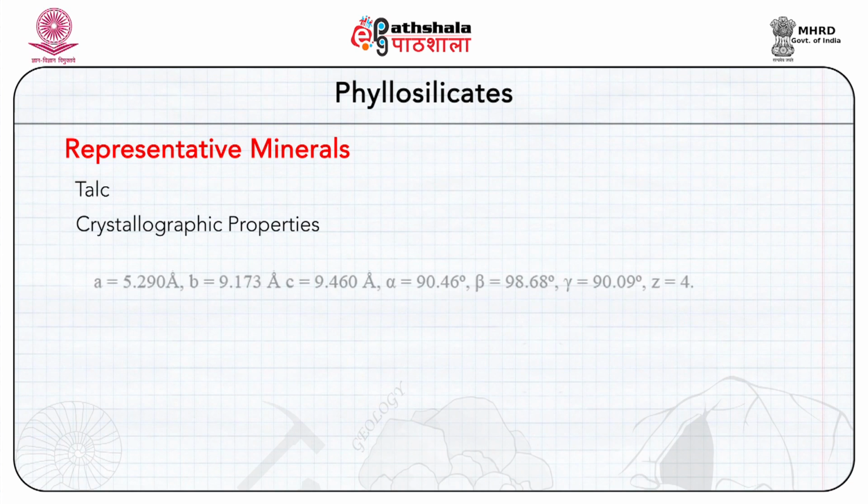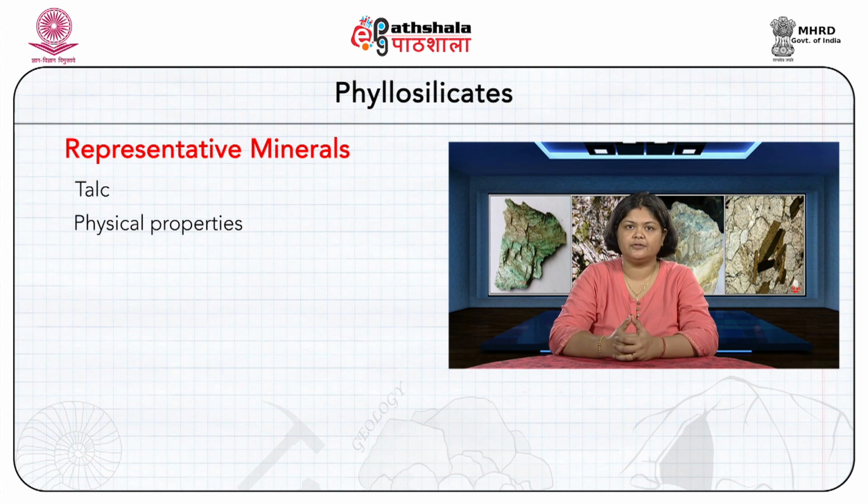Unit cell parameters are A equal to 5.290 angstrom, B equal to 9.173 angstrom and C equal to 9.460 angstrom. The alpha angle is about 90.46 degree, beta is 98.68, gamma is 90.09 and Z is equal to 4.